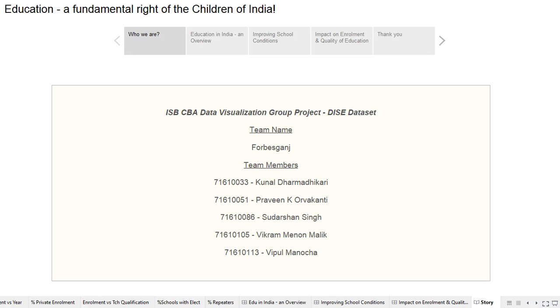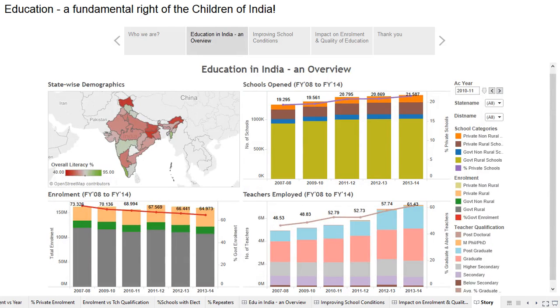Education is a fundamental right of the children of India, and we'll try and show you how India has made progress over the years through our dashboards. The first dashboard that we have is our overview dashboard.